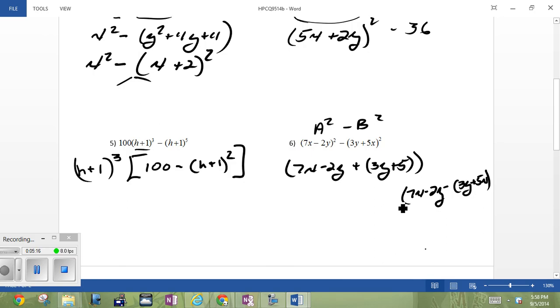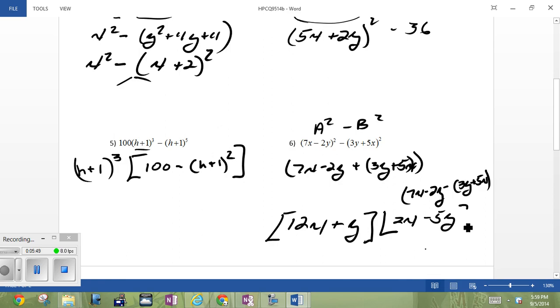That problem again appeared. So these are my two groups. I'm going to condense them down to 7x and that should be 5x, mind you. So that's 12x, and that's negative 2y and 3y, so that's plus 1y. 12x plus y, and then this grouping is 7x minus 5x, so that's 2x, and negative 2y minus 3y is minus 5y, so that is now factored.